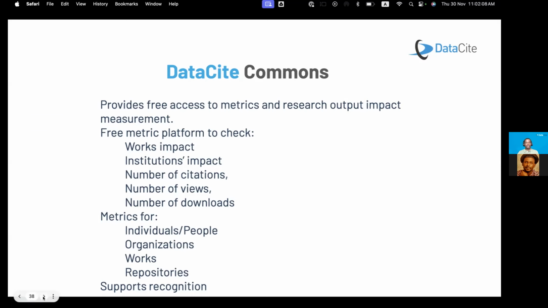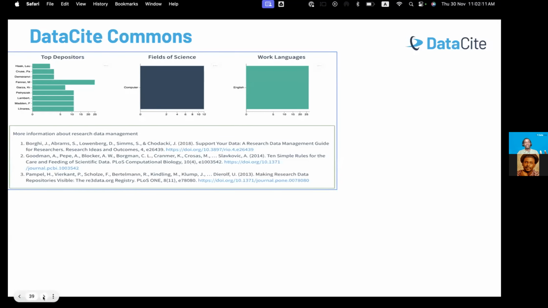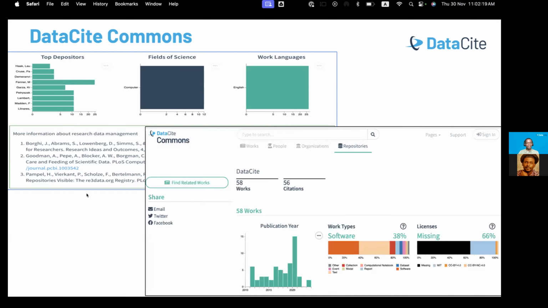The next page, I just want to show you some screens of what we have in our Commons. This is a screenshot of some of what you will see when you go to our Commons. You type in the name, and then you see it. Here, I was looking for an organization, and it shows me the publications they have per year, the work type, what is missing or not missing, their licensing, and the work language. I can see that this is English. I can see the field, which is computer. I can see the top contributors for this organization, and then the citation type.